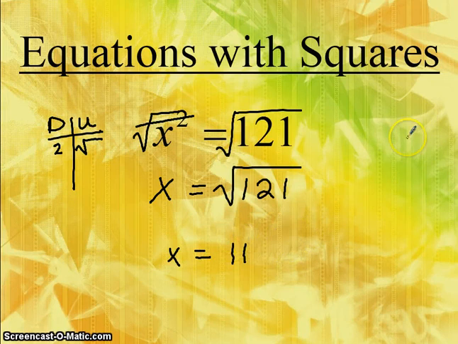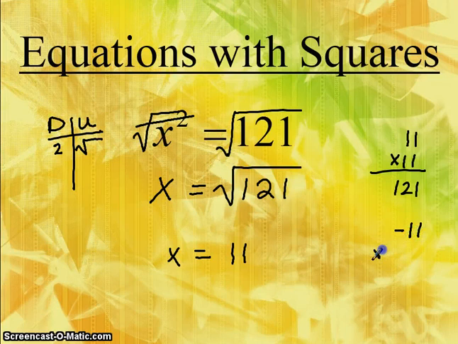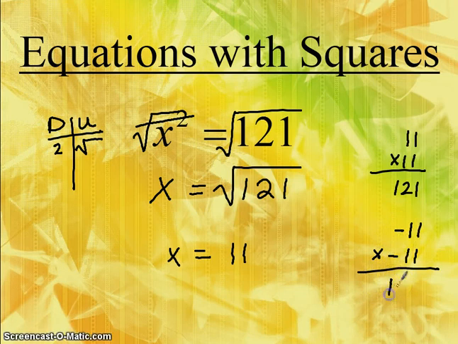However, if you think about this, 11 times 11 is 121, but isn't negative 11 times negative 11 also 121? Because a negative times a negative is a positive, so we get 121. So when you write your answer to the square root of 121, you could say that it's positive or negative 11. Either one of these numbers, when squared, will equal 121.